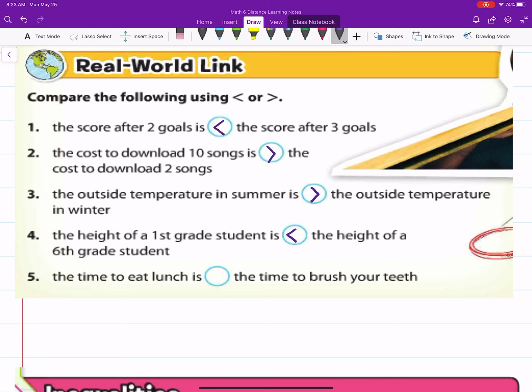The time to eat lunch is blank the time to brush your teeth. Well, I know some of you probably eat lunch much faster than you brush your teeth when you're trying to get out to the playground to play at school, but typically the time to eat lunch is greater than the time to brush your teeth. Okay.